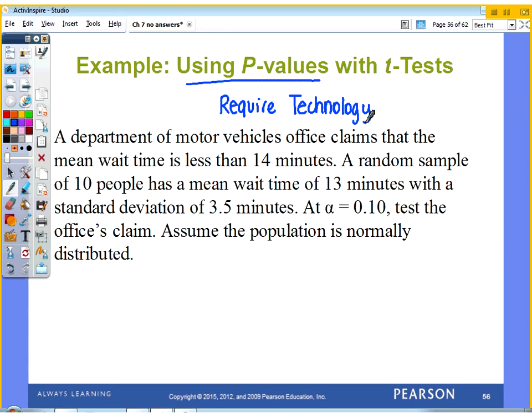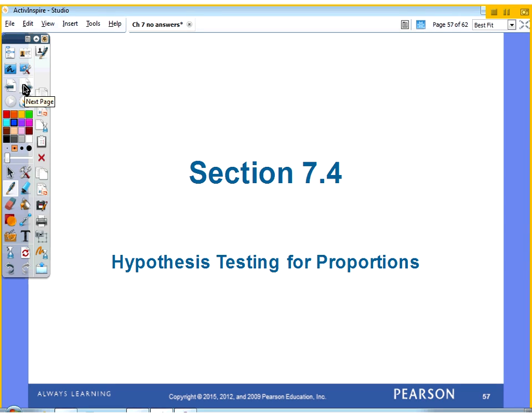So I show you all of this because I do want you to omit any problems on your homework that ask for you to use the p-value when you're having to use your t-test. Just omit those, unless you want to try to work with technology, but omit them. Don't worry about them.